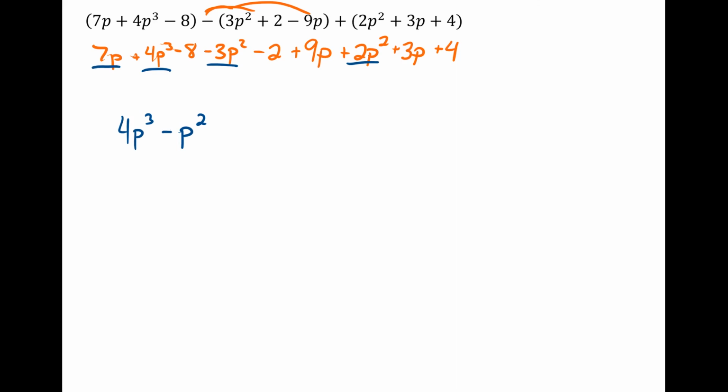Going down to the p's, 7p plus 9p plus 3. 7 plus 9, 16, plus 3, 19. Got a lot of p's there, 19 of them. Finally, I've got my negative 8, negative 2, and 4. Negative 8 minus 2 is negative 10, plus 4. So I'm going from negative 10, more positive, negative 6.